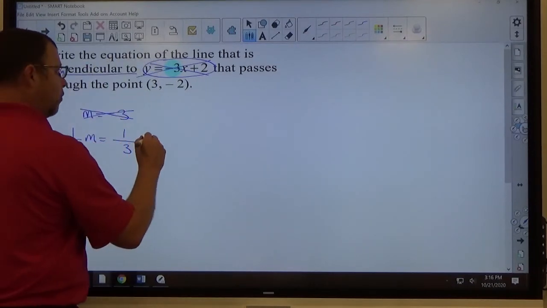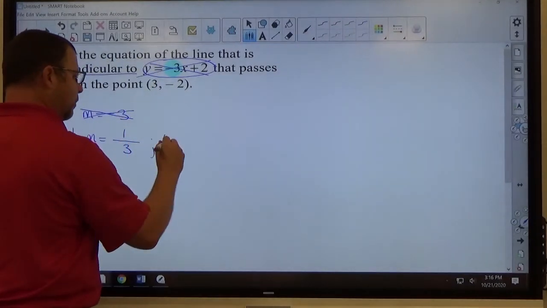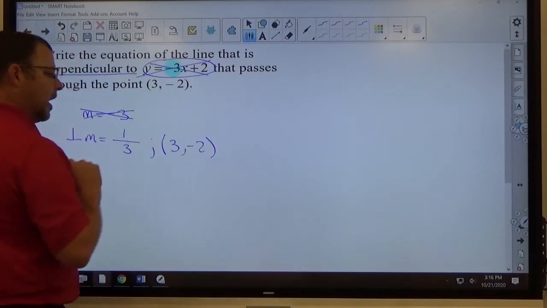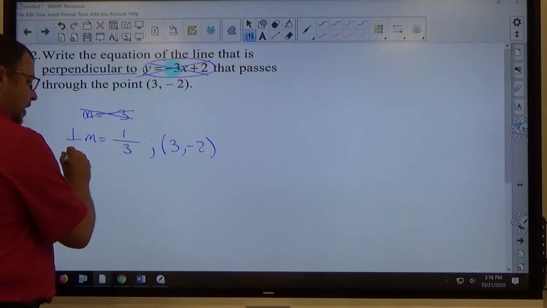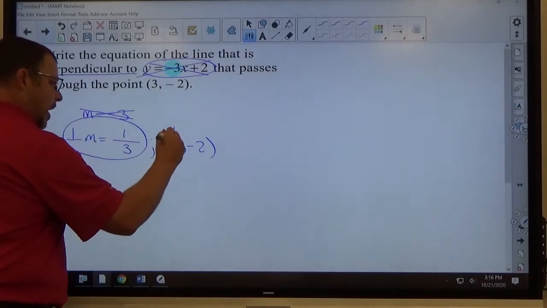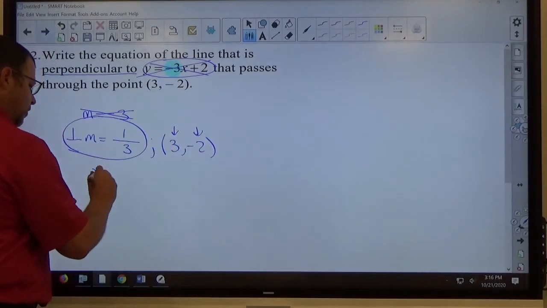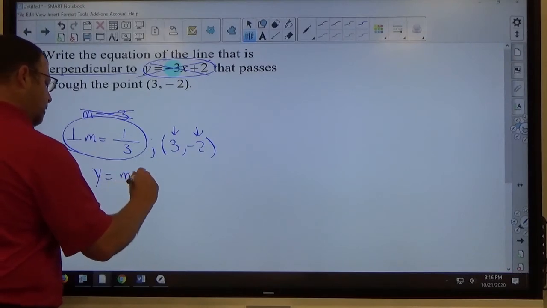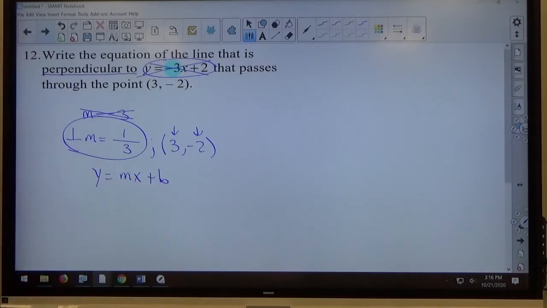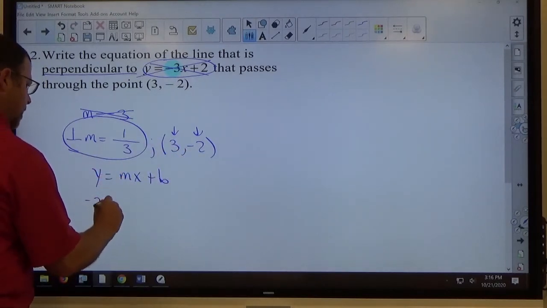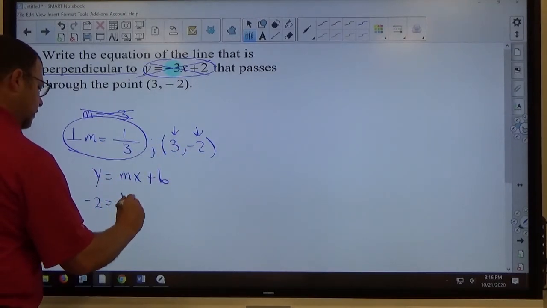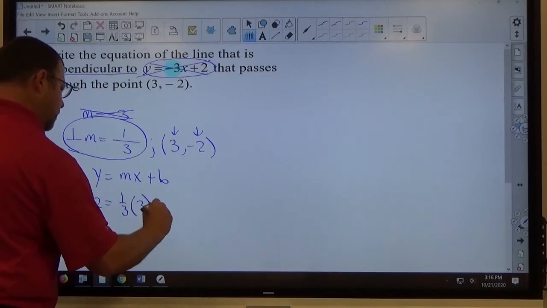Now I've got a slope of 1/3, and a point that it passes through, 3, negative 2, and I want to find the y-intercept to get my answer. So this is m, this is x, this is y, and again we're looking for a line. Y equals mx plus b is the structure of a line every time. Y is negative 2, m is positive 1/3, x is positive 3, and b is what we're looking for.